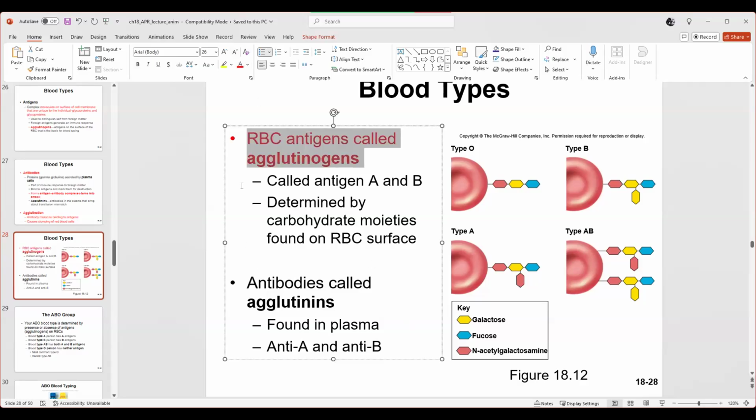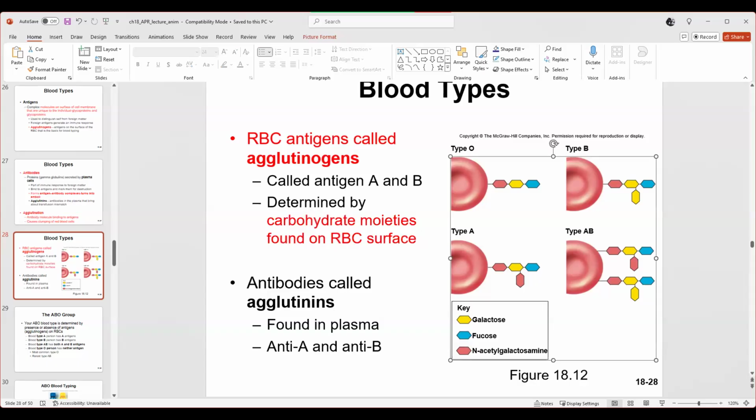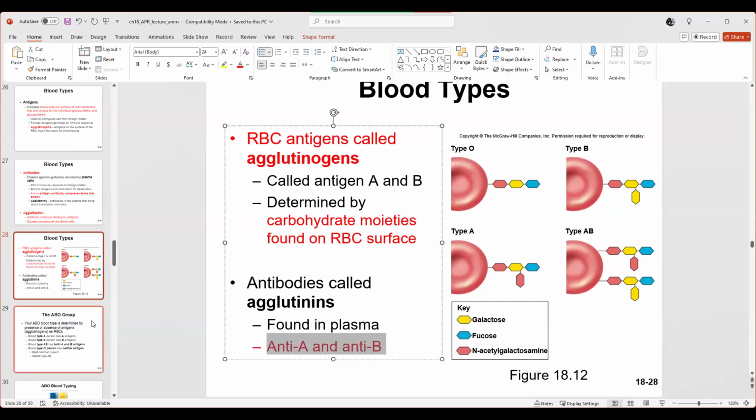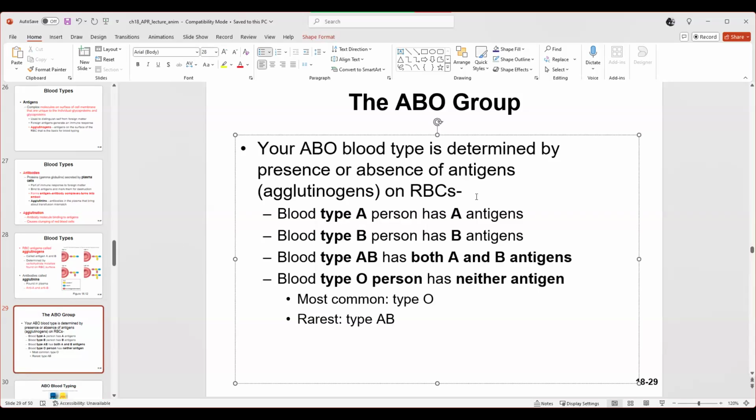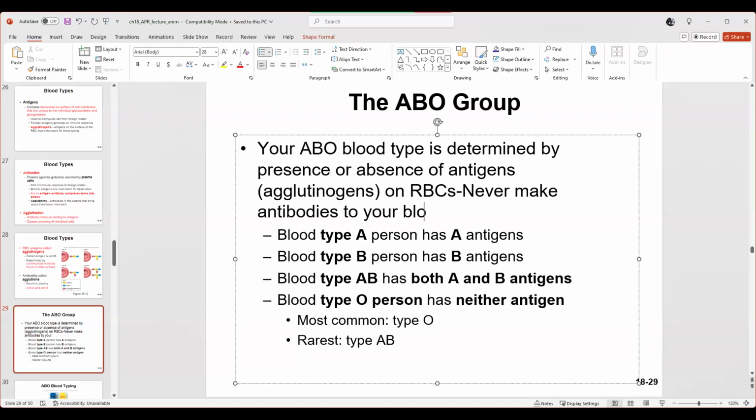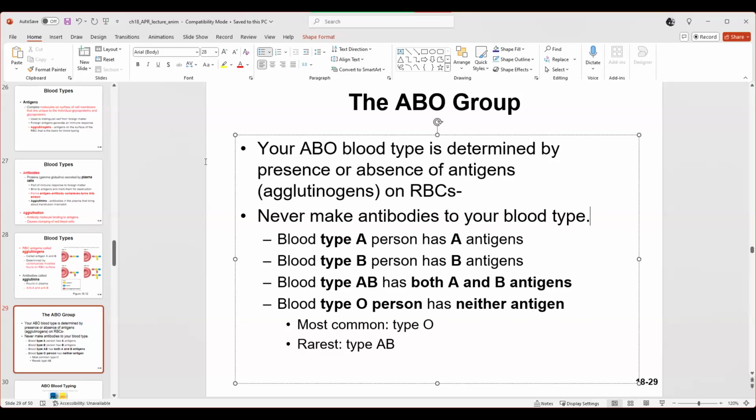RBC antigens are called agglutinogens, and carbohydrates are what allow us to have the different types of blood types. Antibodies called agglutinins are the actual antibodies that are antibodies to A blood, antibodies to B blood. Now, the big thing is this: you never make antibodies to what you have. You never make antibodies to your blood type.